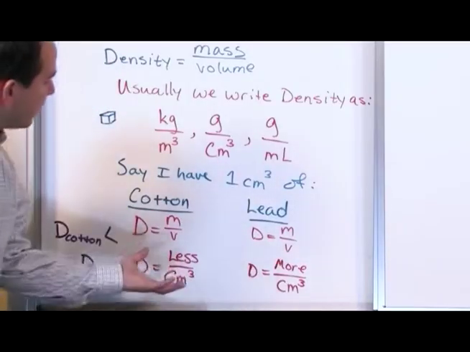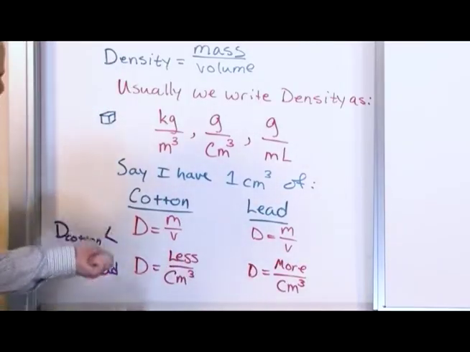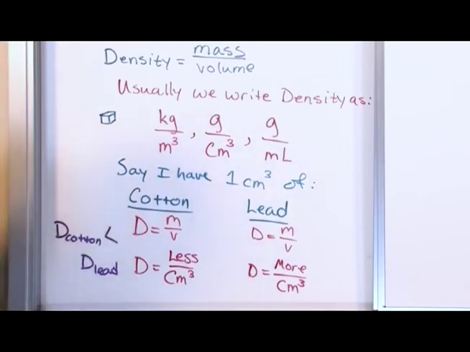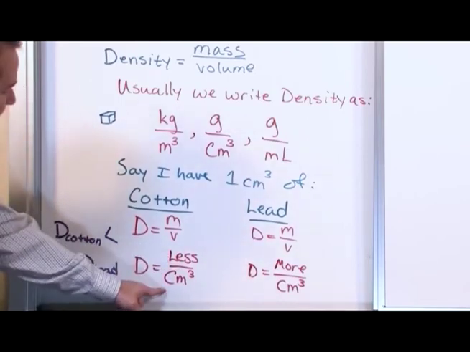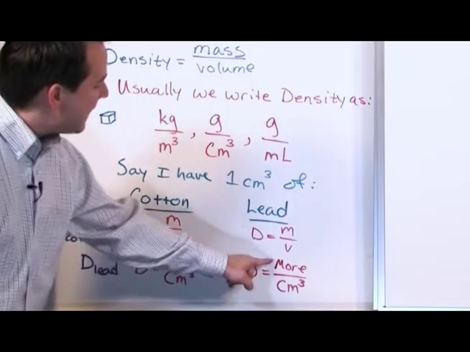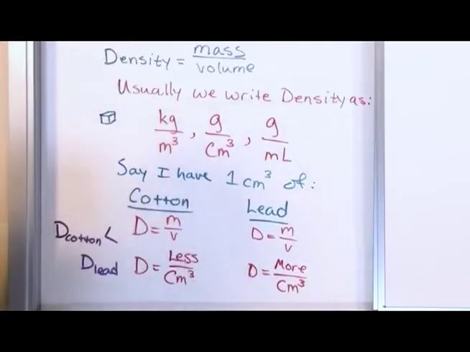So when I do the division, I'm going to get this density. It's going to be grams per cubic centimeter. And that number for cotton is going to be less because it's got less mass for the same volume. That number for lead is going to be higher because I've got more mass for the same volume.